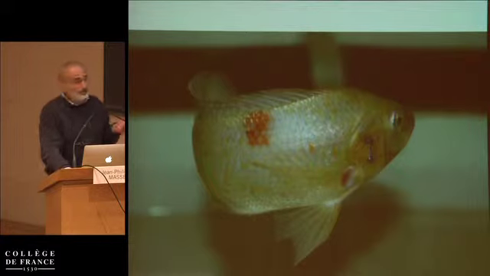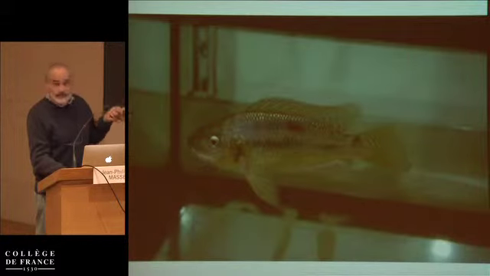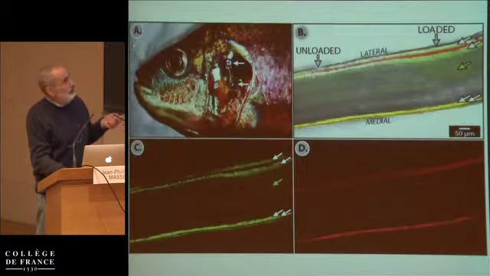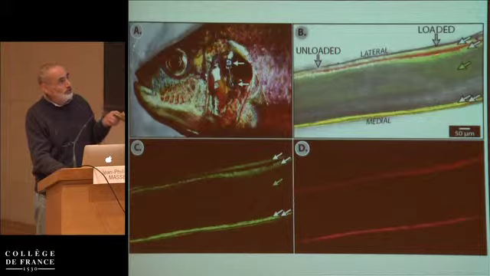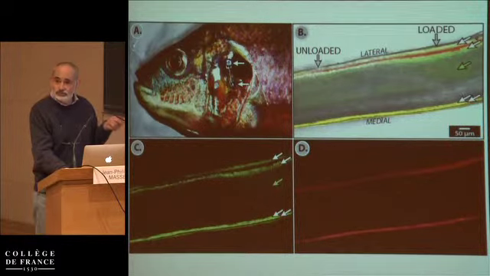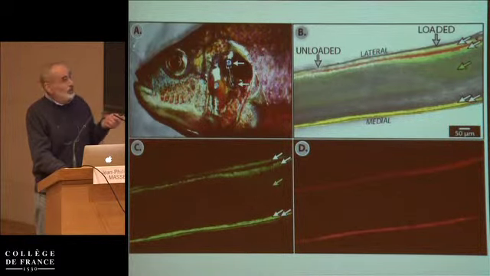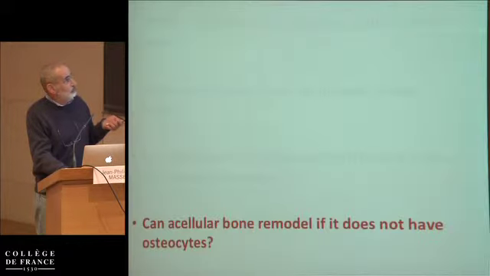It's an artificial loading situation. And you see they swim quite happily, they don't mind. And what we see is that in the area where the spring was, there was more bone production. These stains are injected into the fish and bind to the bone and show where bone is produced. And you can see that there's more bone produced in the area that was loaded.